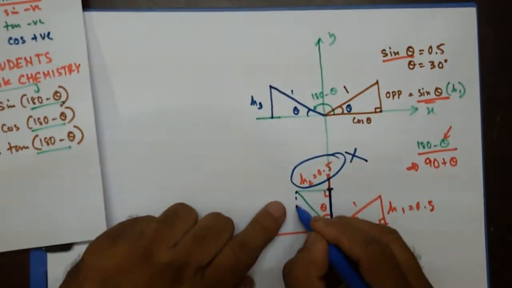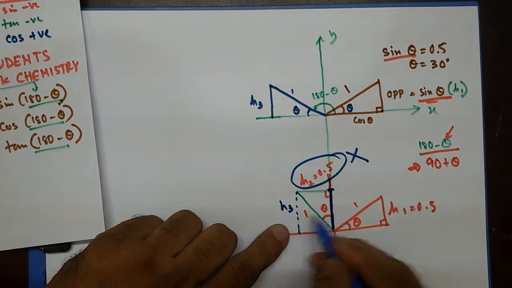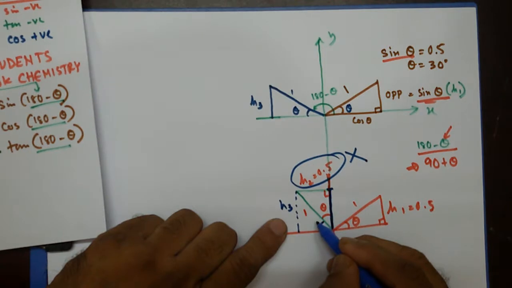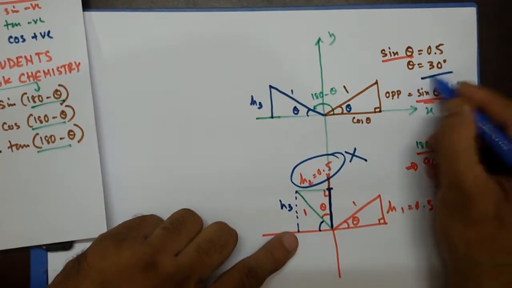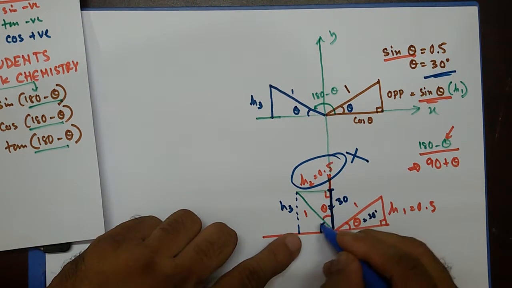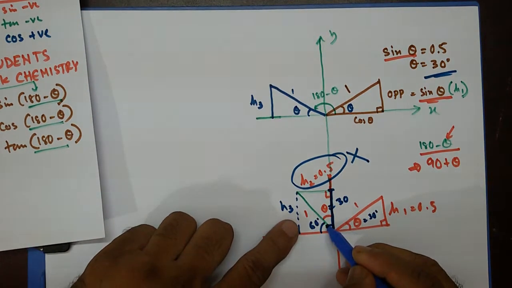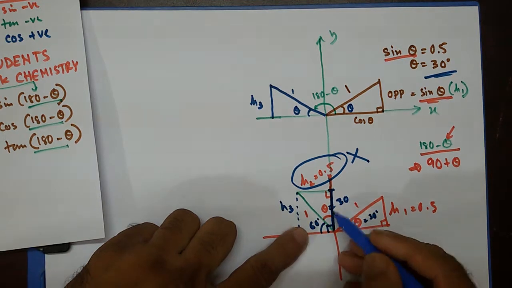So if you think this is the height, let's say this is h3. Now if it's h3, this is not going to be theta. This is going to be 90 minus theta. In this case, it was 30. So if this is 30 and this is 30, automatically this is going to be 60. Why is this 60? Because this is a 90 degree complementary angle. So this is 30, this is 60, making 90 degrees.